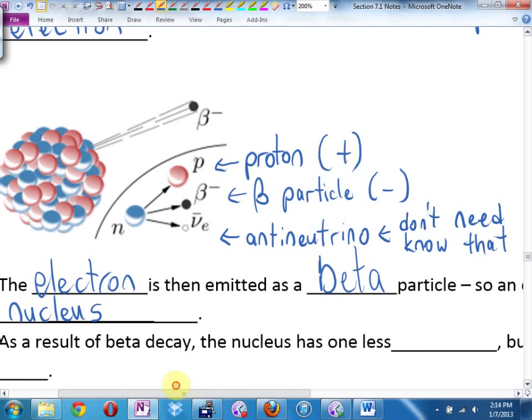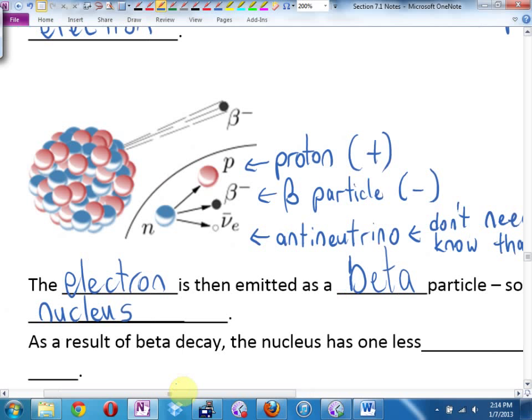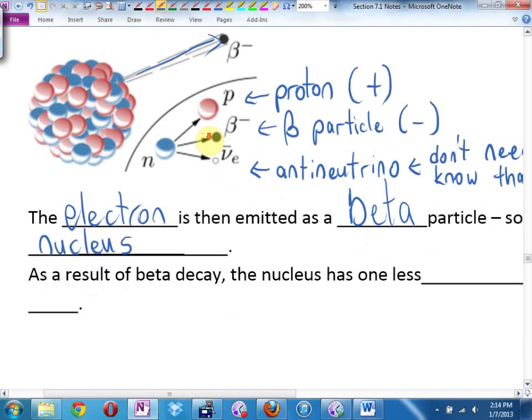Then what happens? Well, when this neutron breaks apart, the proton can stay inside the nucleus, but that electron gets ejected out as a beta particle. So as a result of beta decay, so antineutrino, you don't need to know, but I'm a nerd, I got to tell you it's there. As a result of beta decay, the nucleus has one less neutron.